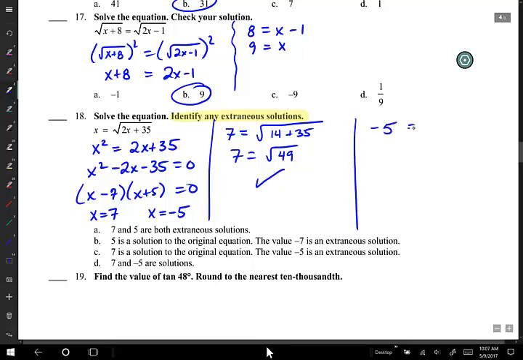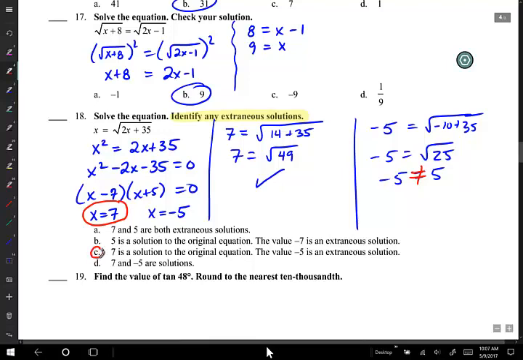Negative 5 equals the square root of negative 10 plus 35. Negative 5 equals the square root of 25. Negative 5 equals 5. That is not true. Okay? So this value is extraneous. So the only solution is 7. So let's find which of those options is at the bottom.